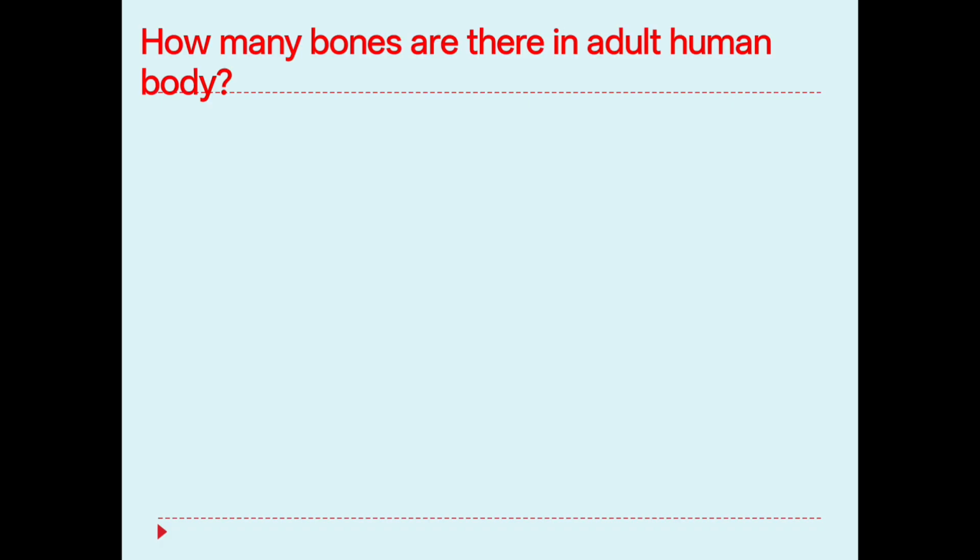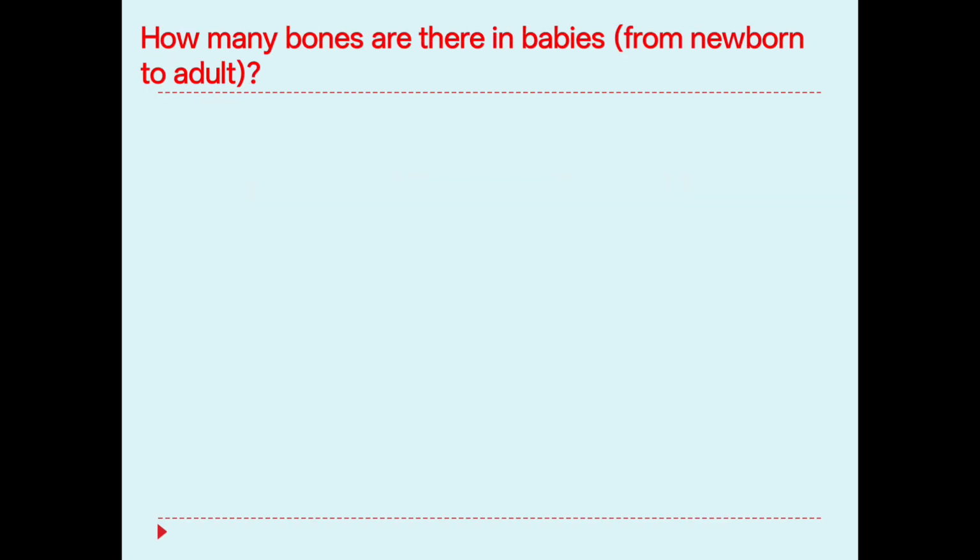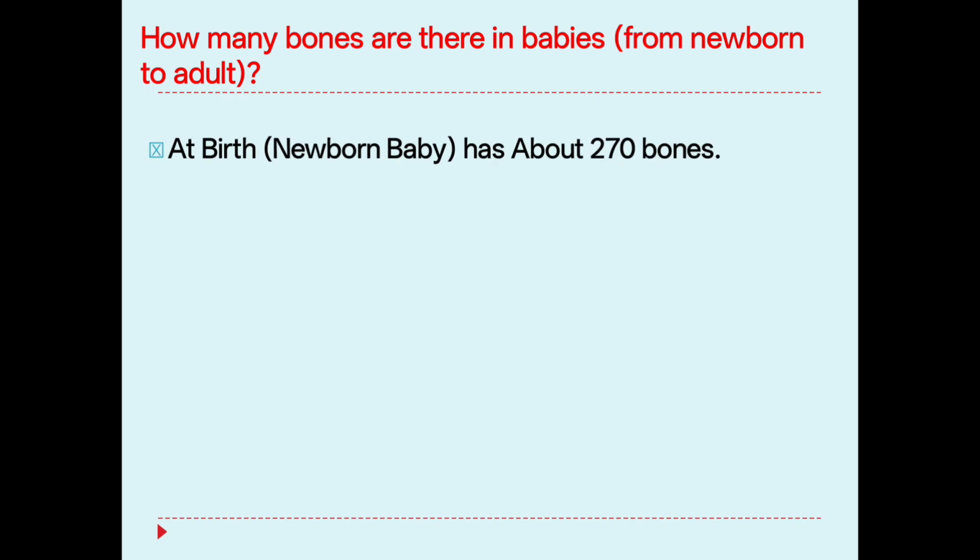We will start this class with one simple question, that is, how many bones are there in an adult human body? I can hear your answer that an adult human body has 206 bones. Okay, then, how many bones are there in babies from newborn to adult? Can you answer? Good. At birth, a newborn baby has about 270 bones. Then how 206 bones?